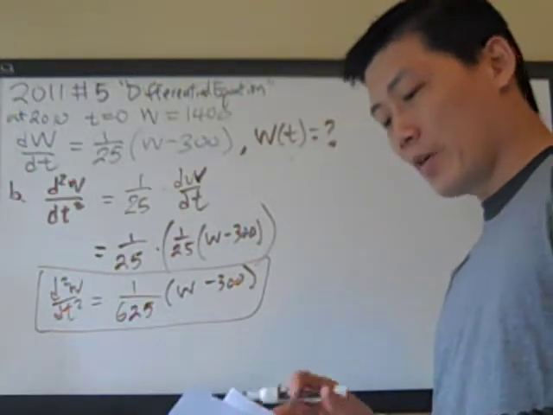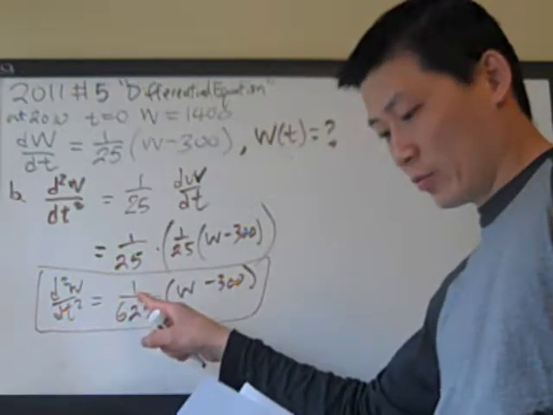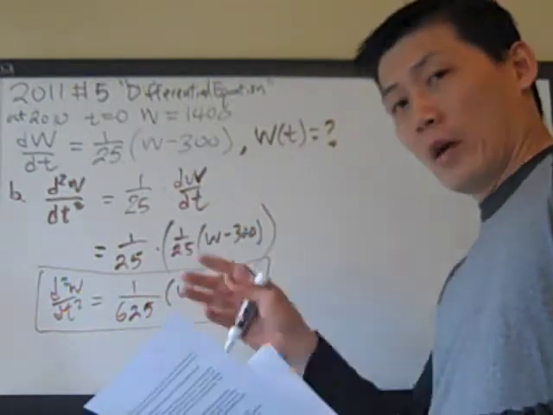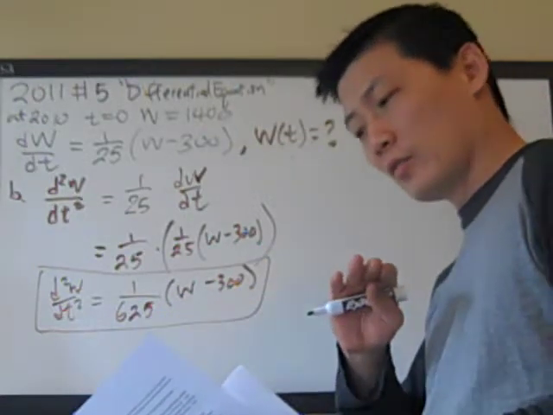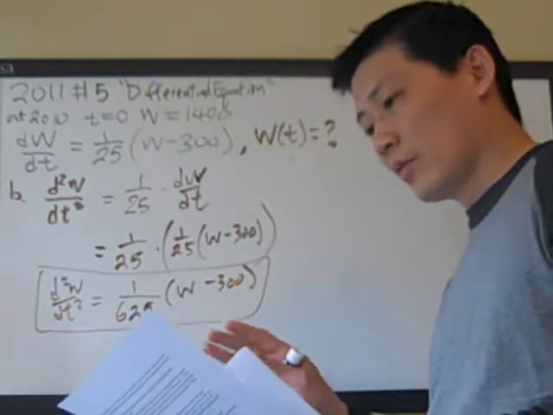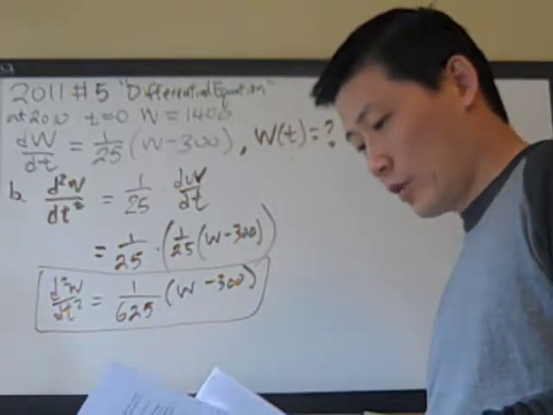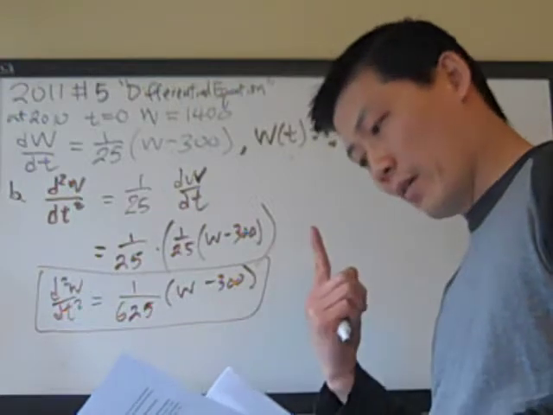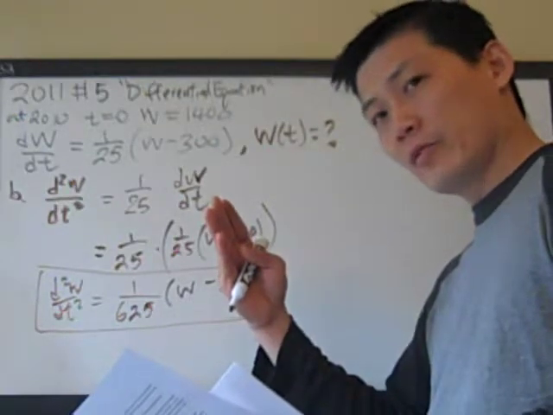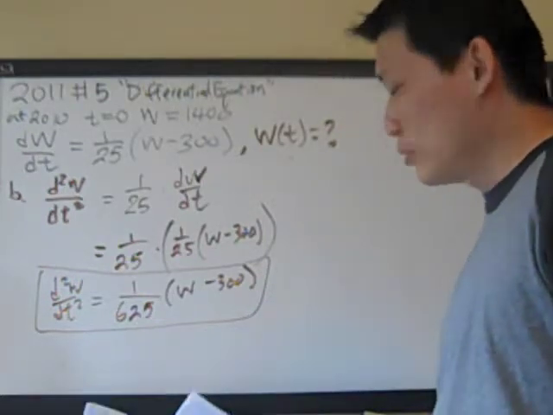Now, the second part of part B says, use the second derivative to determine whether your answer in part A is an overestimation or underestimation. Remember, the answer in part A was 1411 tons, using the tangent line estimate to figure out how many tons of waste you have at t equal to 1/4. So how do we do that?